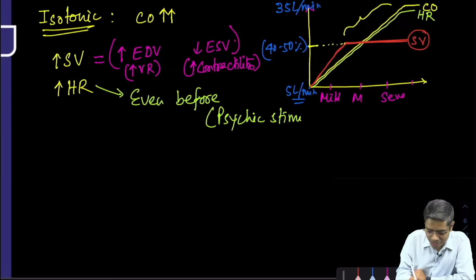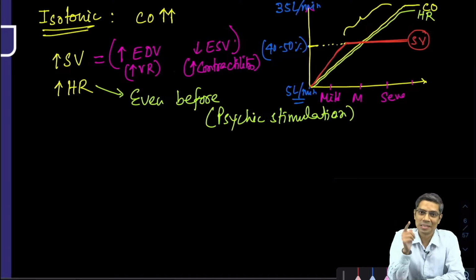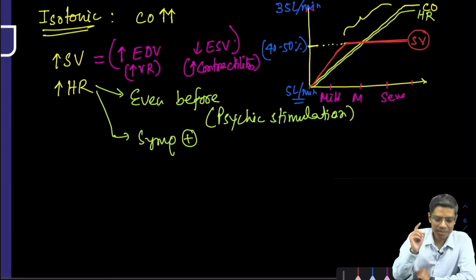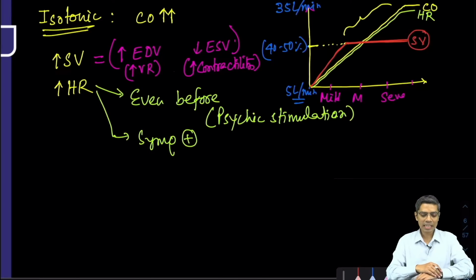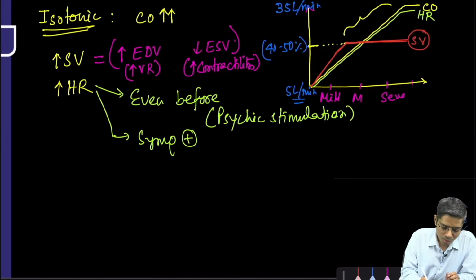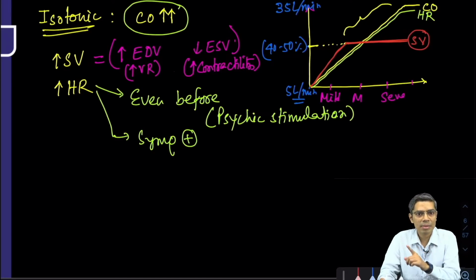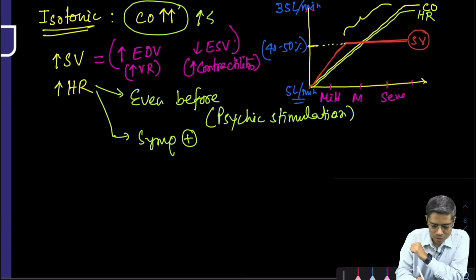Yes, feed forward mechanism. This is known as a psychic stimulation, and this is a kind of feed forward mechanism. Yes, anticipatory increment in heart rate. Later on, the heart rate increment is obviously due to sympathetic system stimulation. So, there is an increase in stroke volume, increase in heart rate, increase in cardiac output. Whenever your cardiac output is high, cardiac output is a direct determinant of systolic blood pressure. So, your systolic blood pressure will also rise.